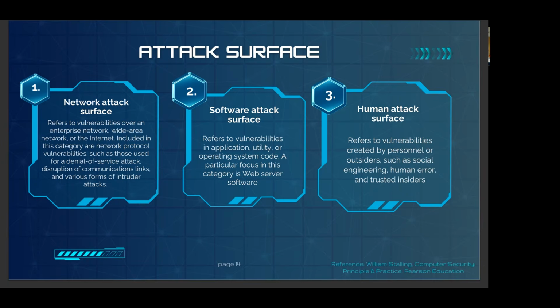Okay. So from here, in the network, you have network protocol vulnerabilities. For example, using email protocols, right? There are some vulnerabilities. You are using Telnet, you are using a type of file transfer, FTP. So this is the vulnerability. It can cause a denial of service attack, disruption of communication between systems.